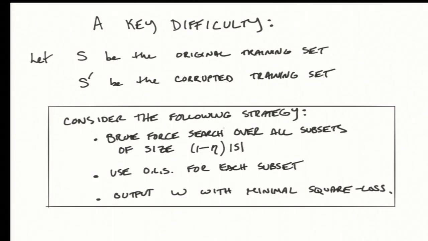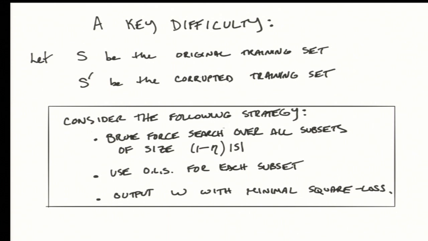So let's assume that S, again, is your original training set, and S prime is the set that's been corrupted by the adversary. And consider the following naive strategy for solving the problem. I have S prime in front of me. I'm going to brute force search over all subsets of size 1 minus eta times S prime. So I'm going to brute force search, looking for that subset of examples that have not been corrupted. Then I'll perform ordinary least squares regression for each one of these subsets. And I'll just output the W that I find that has the smallest square loss among all of these.